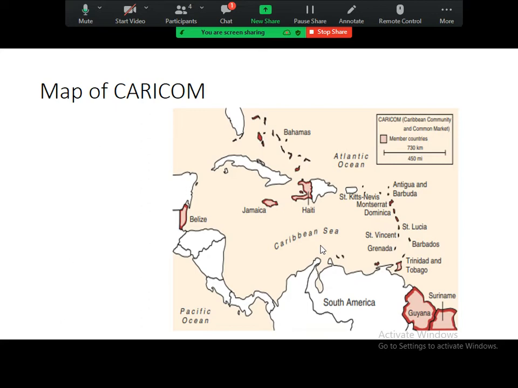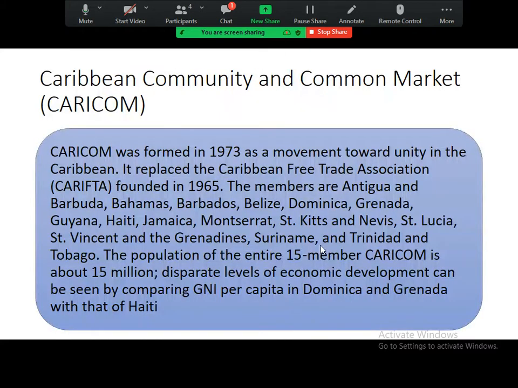So, CARICOM was formed in 1973. We'll just go back to that slide. Yes, CARICOM was formed in 1973 as a movement towards unity among the Caribbean Sea island nations. It replaced the Caribbean Free Trade Association, that is CARIFTA. CARIFTA was founded in 1965.